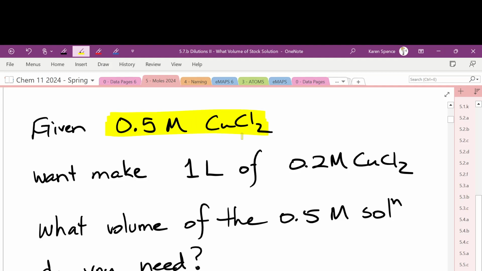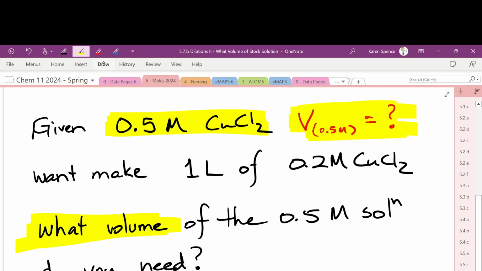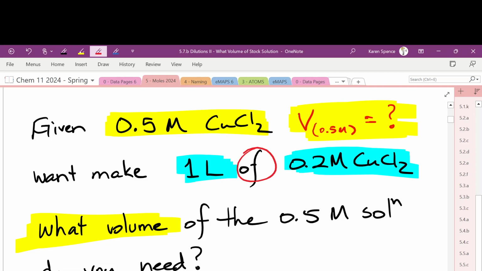So we know the molarity of the 0.5 molar solution, yes? Do we know the volume of the 0.5 molar solution? Nope. Because that says what volume do we need? We know that we want 1 liter of 0.2 molar CuCl2. Oh, look what we have here. What word do I see? I see the word of.